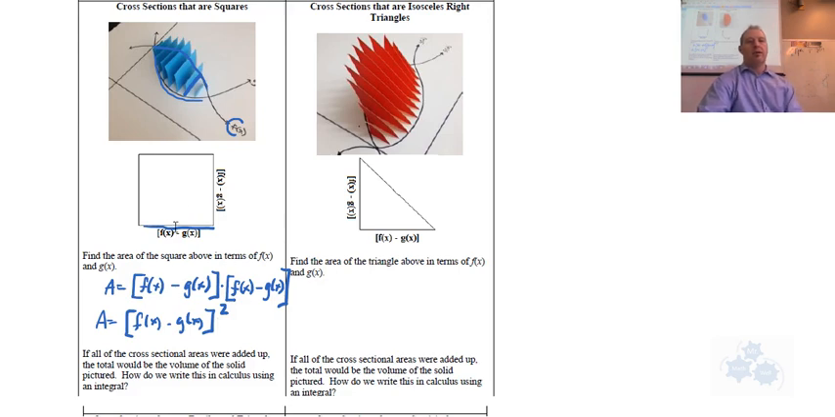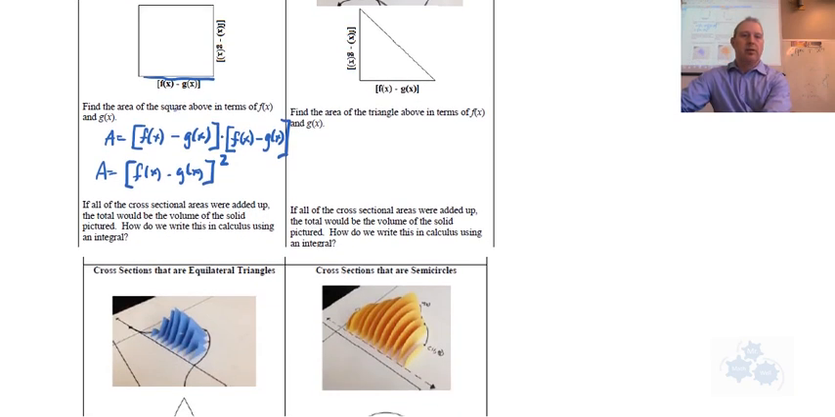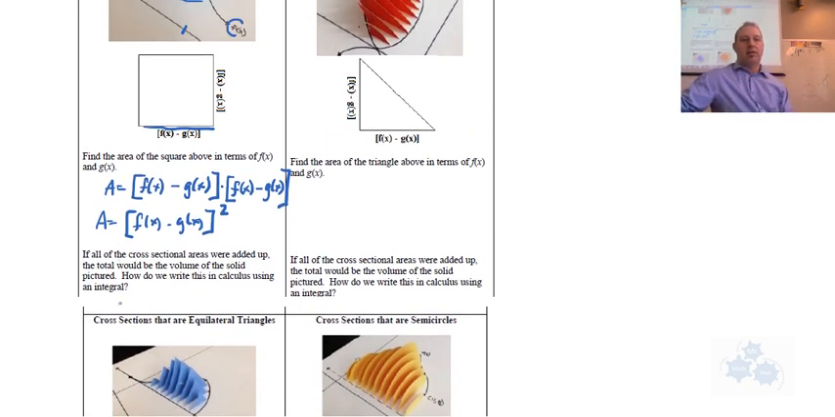All of these cross-sectional areas are going to vary, because the difference between the two functions varies as you move along from x equals 0 to x equals whatever, but they're going to change. So if we wanted to add up all of the different sizes of squares, that's going to be equal to a volume, and it's going to be the integral from a to b of f of x minus g of x all squared dx. So there's your integral representation.